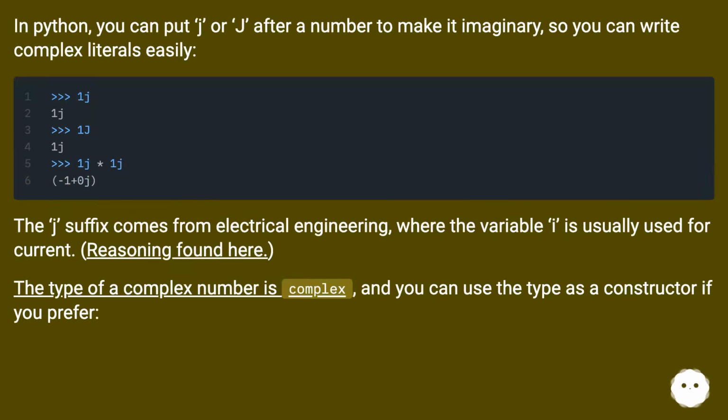In Python, you can put j or J after a number to make it imaginary, so you can write complex literals easily. The j suffix comes from electrical engineering, where the variable i is usually used for current. The type of a complex number is complex, and you can use the type as a constructor if you prefer.